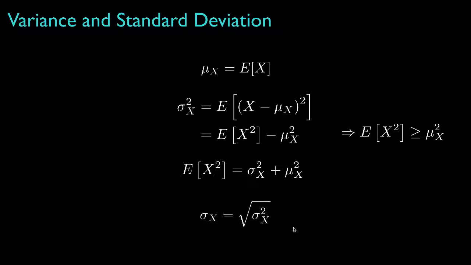Finally, the square root of the variance is called the standard deviation, and that's usually denoted by the Greek letter sigma, which is why we define the variance to begin with as sigma squared.